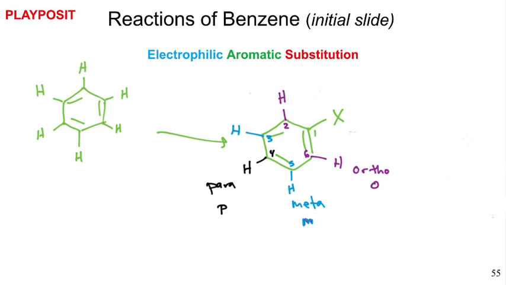How does atom X affect this? How it affects this has a lot to do with the identity of atom X. If atom X was positive, what happened?